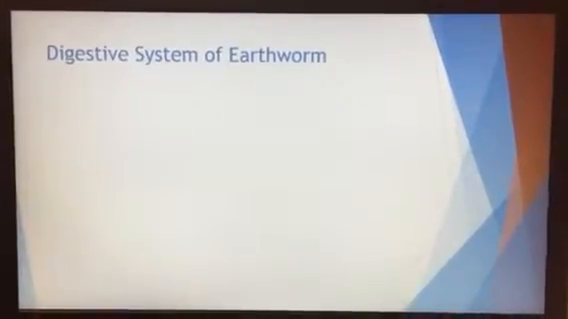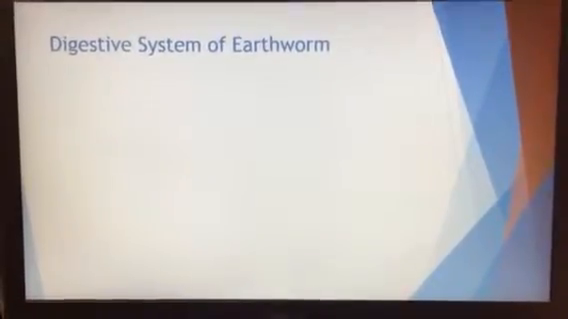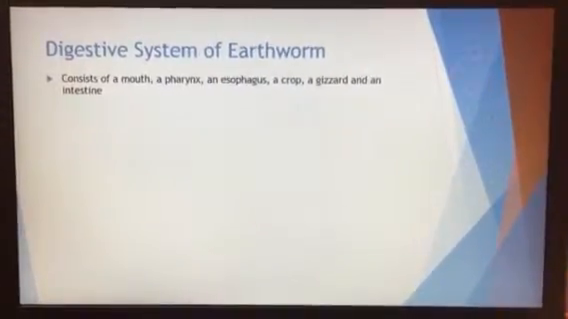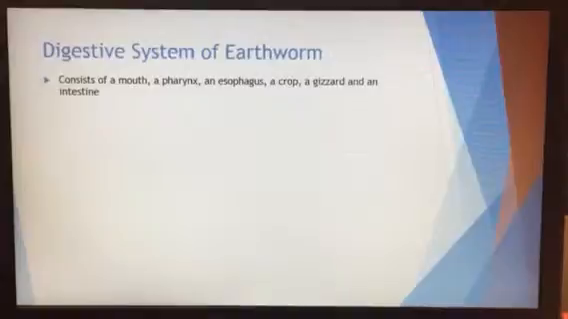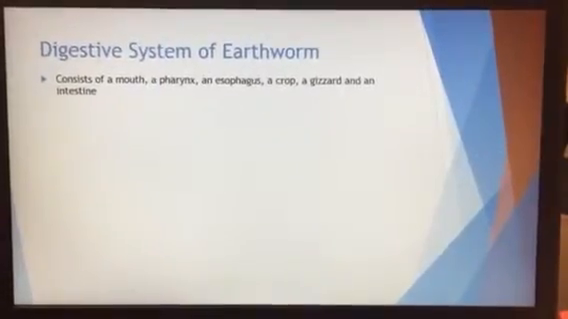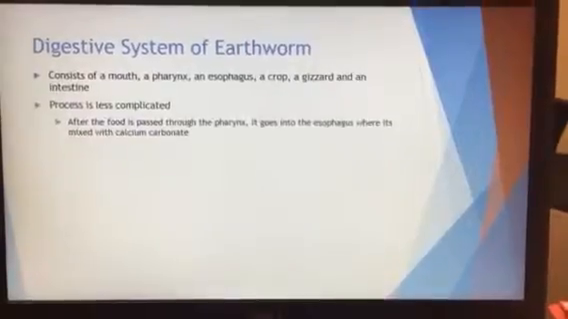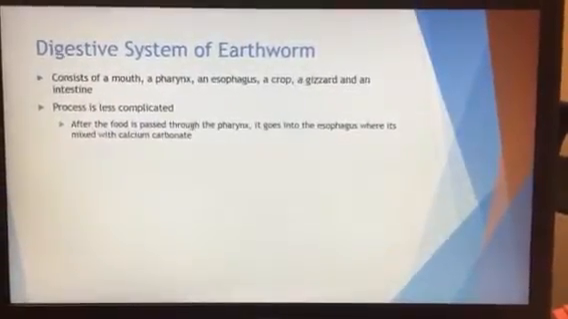Comparing our digestive system to an animal, I decided to select an earthworm. An earthworm's digestive system consists of a mouth, a pharynx, an esophagus, a crop, a gizzard, and an intestine. The process is less complicated.